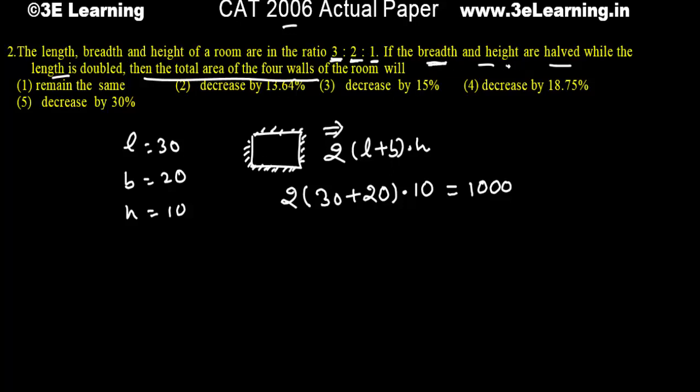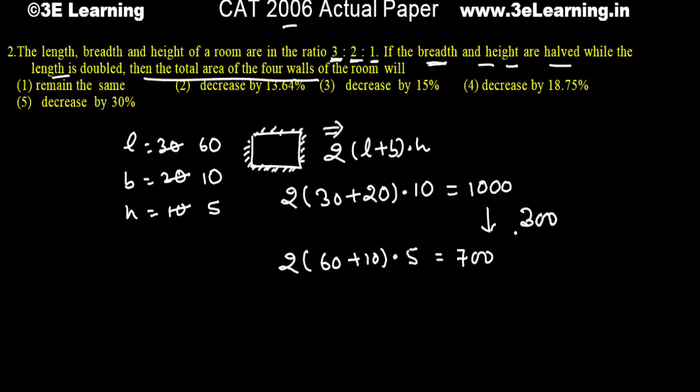Now according to the question, breadth and height are halved, that is 10 and 5, and length doubles, that is 60. So the new area is 2 into 60 plus 10 into 5, that is 70 into 10, which is 700. So there is a change, and the change is 300, a decrease. But the answer is in percentage, and percentage is always calculated on the initial value unless they ask for the final value. So that is change upon initial value, 300 upon 1000, which gives a 30% decrease. So our answer is option number 5, 30% decrease.